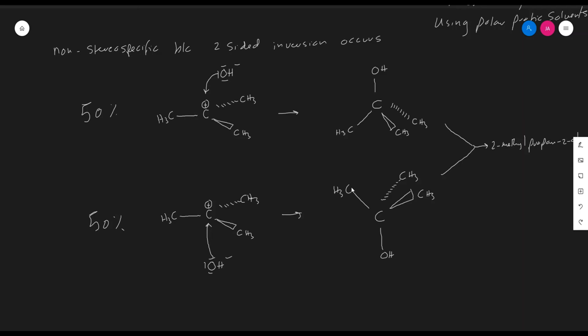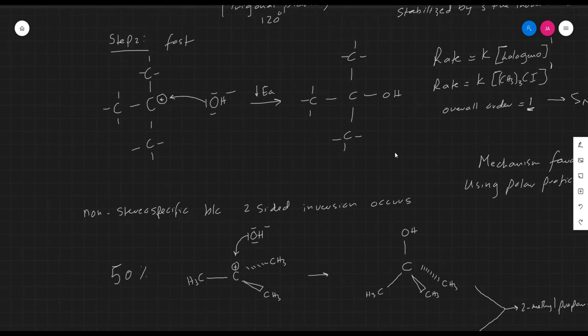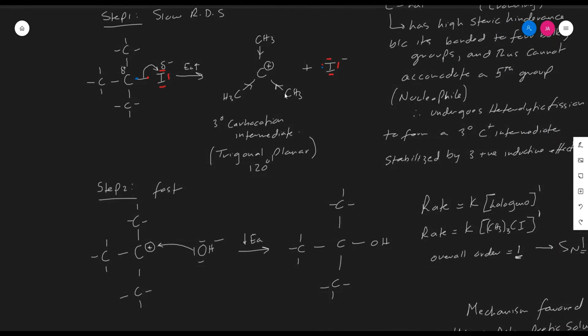This is why, in this case, we do not need to draw the mechanism in 3D or using stereochemical formulas, because it is a non-stereospecific mechanism. It's a two-sided approach of the nucleophile, and thus a two-sided inversion occurs, and both enantiomers would form equally if this were a secondary carbocation. And thus the mechanism as seen above here is drawn using simple Lewis structures.